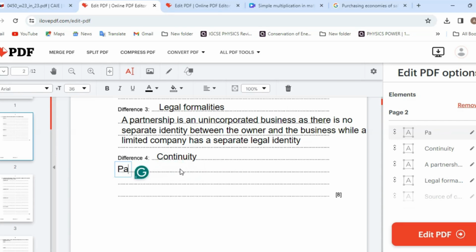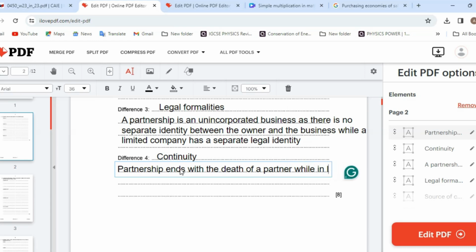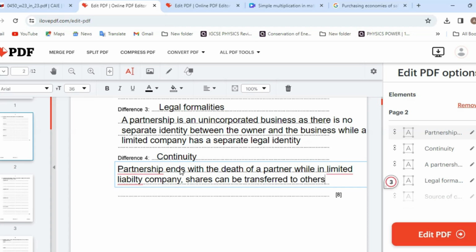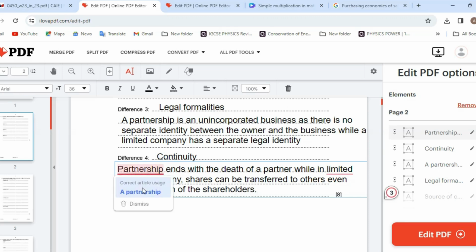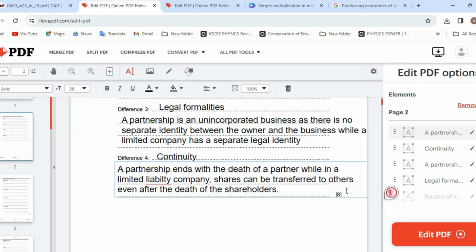Let's say partnership ends with the death of a partner. Why in limited liability company, shares can be what? Can be transferred. It can be transferred to others even after the death of the shareholders. You have differentiated it. Now we have the continuity as the difference.